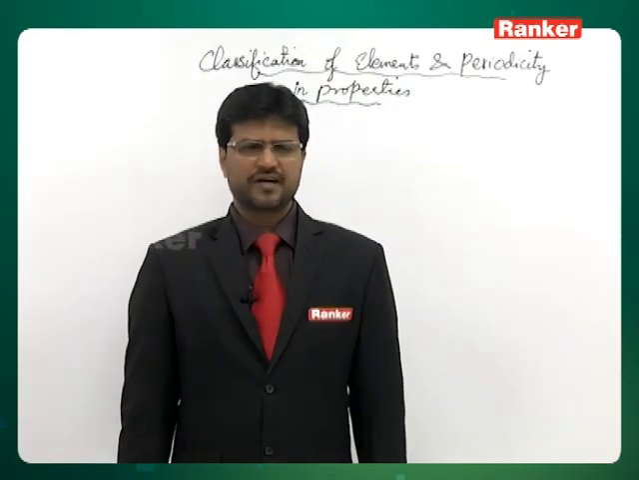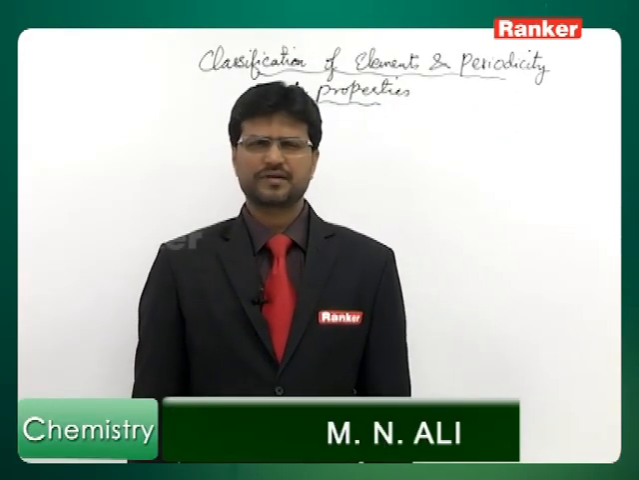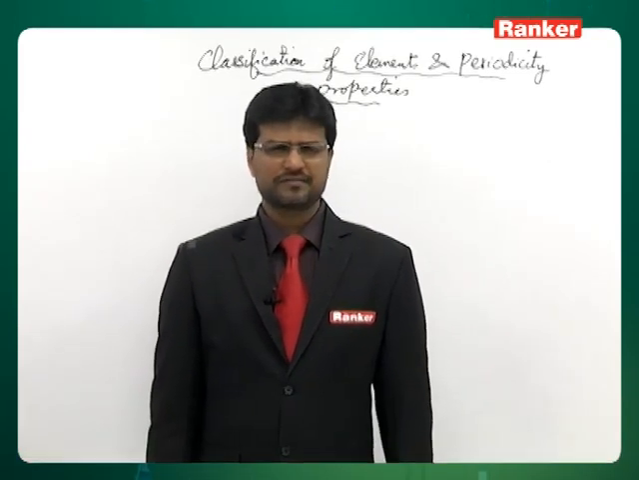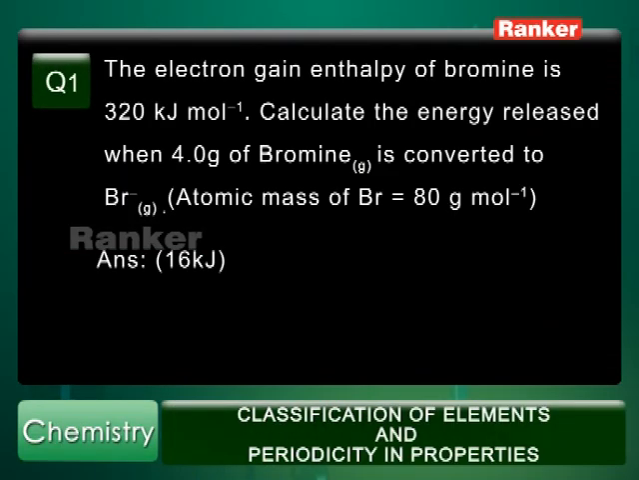Classification of elements and periodicity in properties. We are going to solve some multiple choice questions based on this topic. Question number 1. The electron gain enthalpy of bromine is 320 kilojoules per mole. Calculate the energy released when 4 grams of bromine is converted to Br minus. Atomic mass of bromine is given as 80 grams per mole.